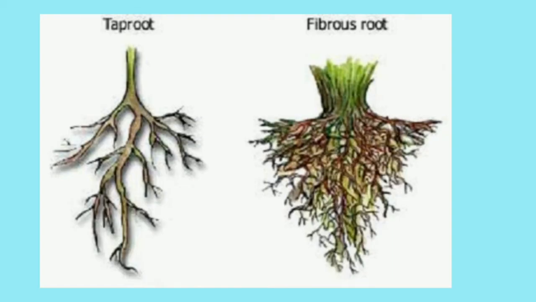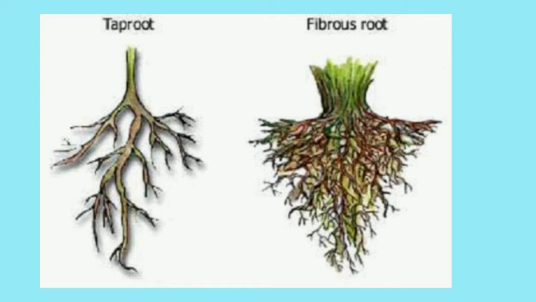There are two types of roots. The first is taproot. Roots of some plants produce secondary roots that grow slanting and spread far and wide in the soil. Such roots support the plant. So such type of roots are called the taproot. You can see in the diagram the taproot. Okay, example is beetroot or carrot.